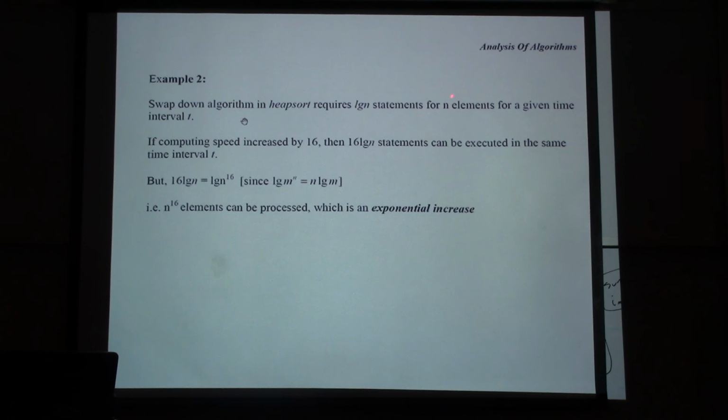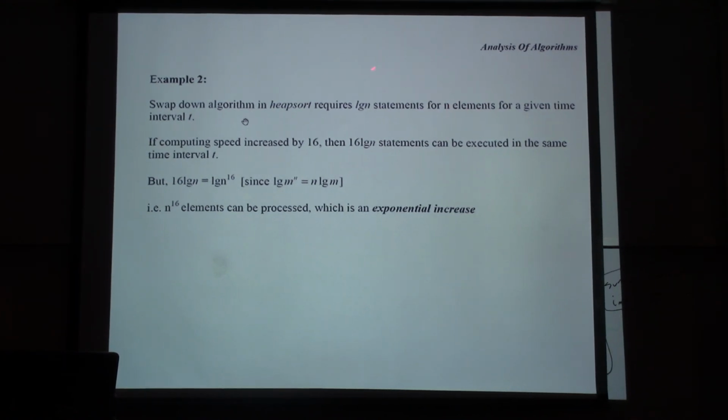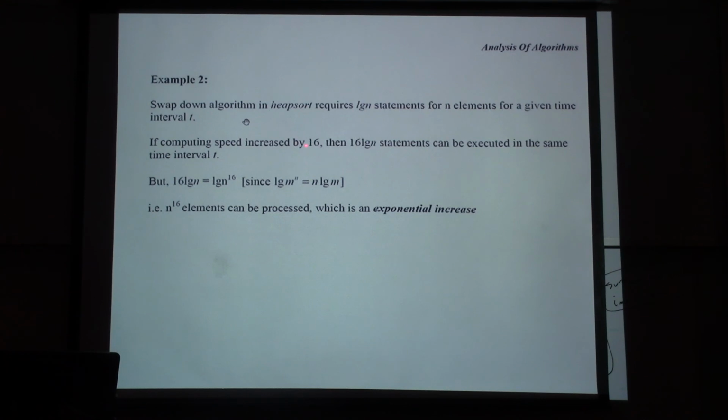So this is going to be the size of the problem. This is the instruction count. How do I go from instruction count back to the problem size? I have to do the inverse of lg n, which is exponentiate with the base of 2. So I have to raise 2 to the power of lg n is equal to n. So therefore, if my computing speed is increased by 16, then I can execute 16 times lg n statements in the same time t, correct?